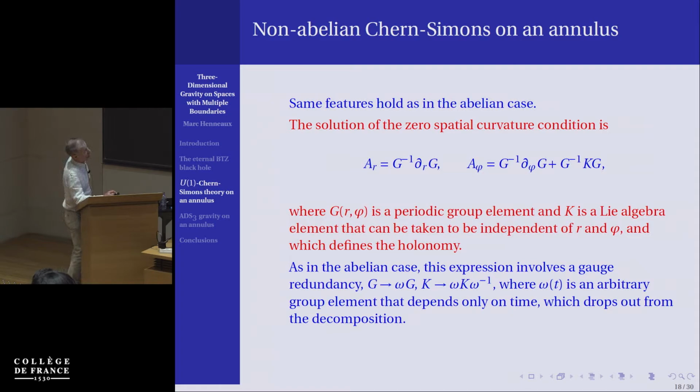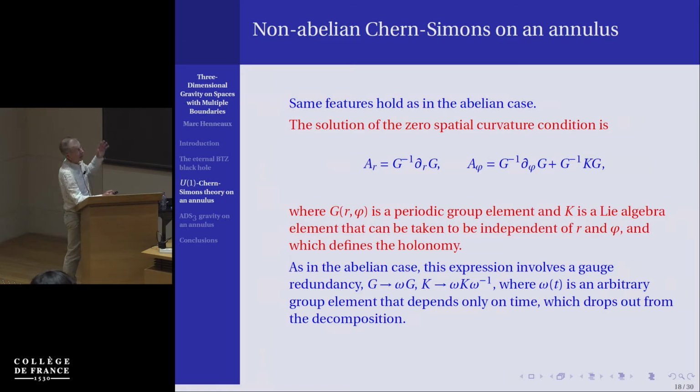Okay, now when you write this, that corresponds to what I wrote as alpha_i, d_i, mu in the abelian case, you find that there is clearly a redundancy. If I multiply the group element G on the left by a group element omega and conjugate K at the same time, this omega will drop from this expression, provided omega does not depend only on time. And so there will be a gauge invariance in the description in terms of capital G.